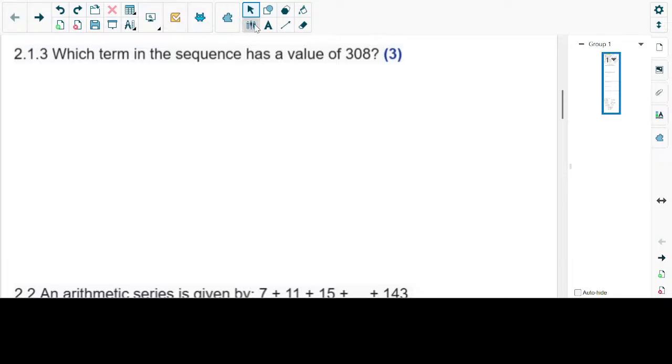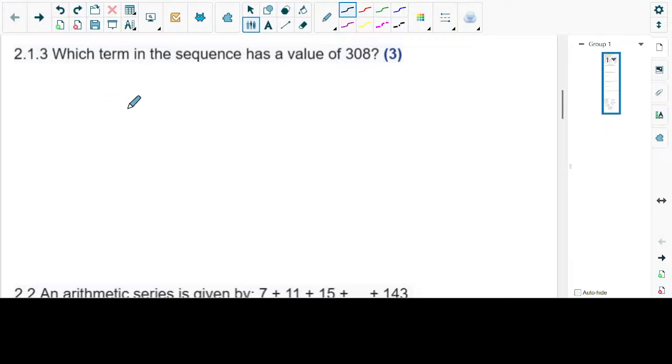Okay, what is the last one? Which term in the sequence has a value of 308? What are we given? Are we given n or are we given Tn? This one is the one that we usually give learners the problem. What told you which? They said which term of the sequence has a value of 308.